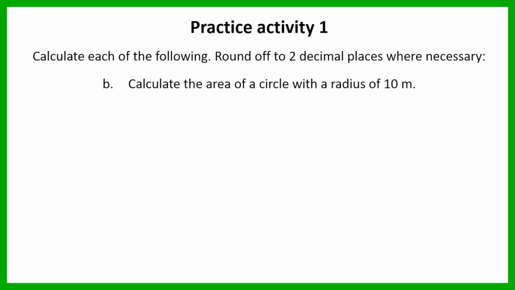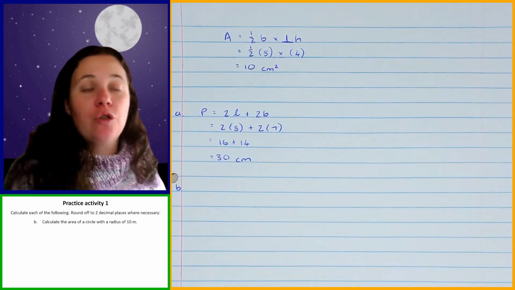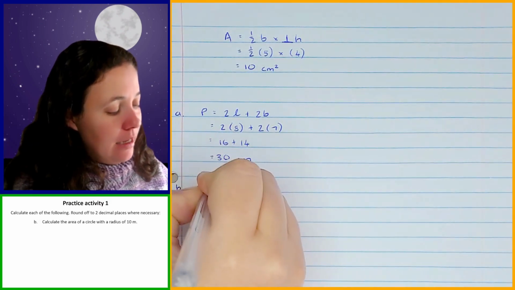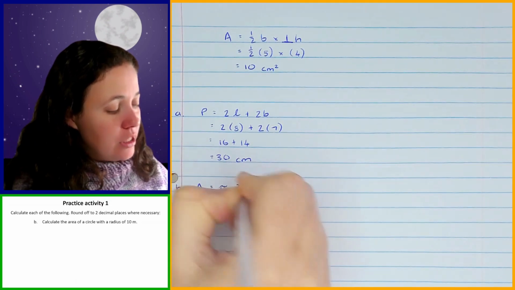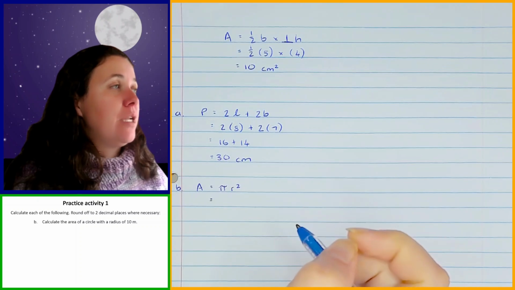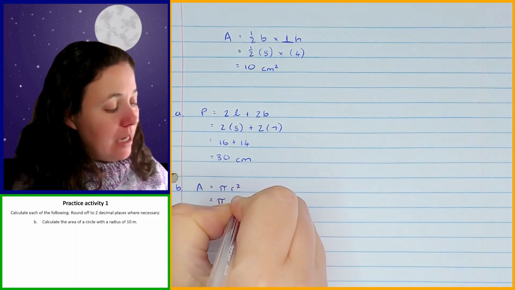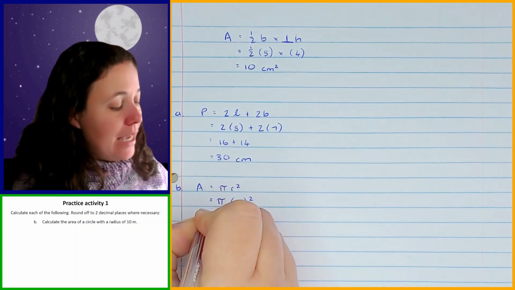Okay, so let's go through that question. So first of all, to work out the area of a circle, you need to use the formula area equals pi r squared. Okay, so that's the formula that we're using over here. Then I'm going to go and substitute in. The radius they told me is 10 meters. So pi multiplied by 10 squared. And then I'm going to go and work that out.